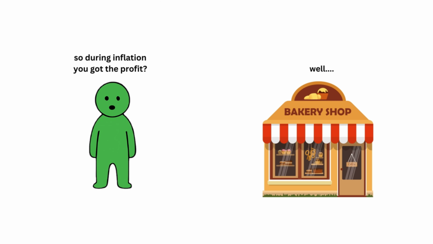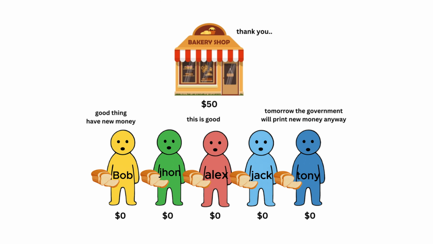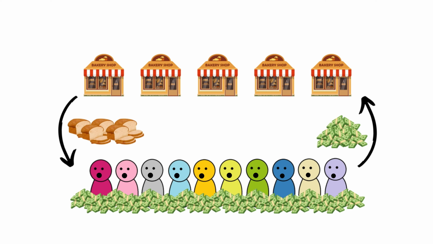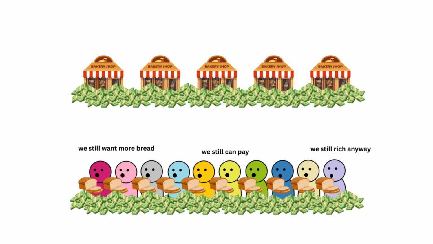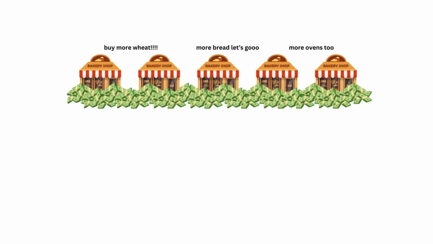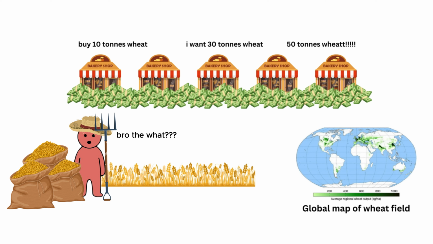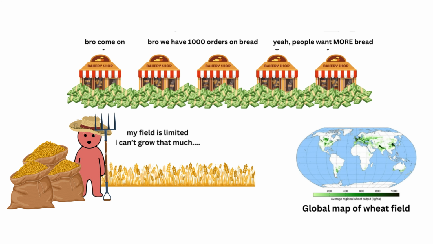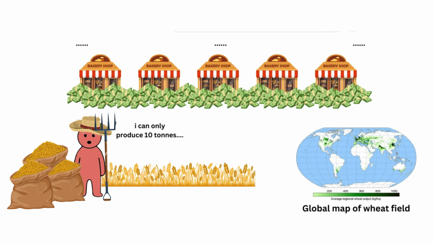And does this make the bakery richer? Also no. Yes, at first they get more profit. But remember that all people have more money and are competing to buy bread from all bakeries. So, all bakeries also have more money and want to buy more wheat to make more bread. But the problem is wheat must be grown on fields, and as we know, fields are limited. So, in the end, the wheat farmers can't keep up with the demand from the bakeries.